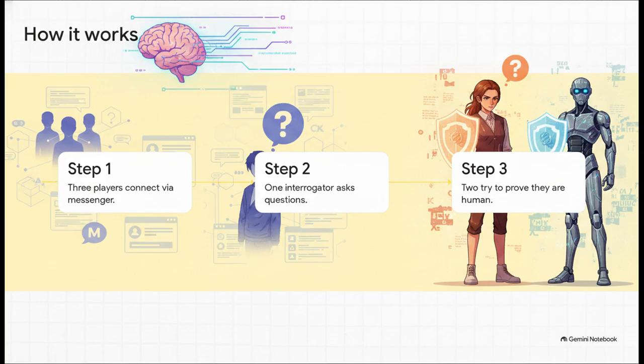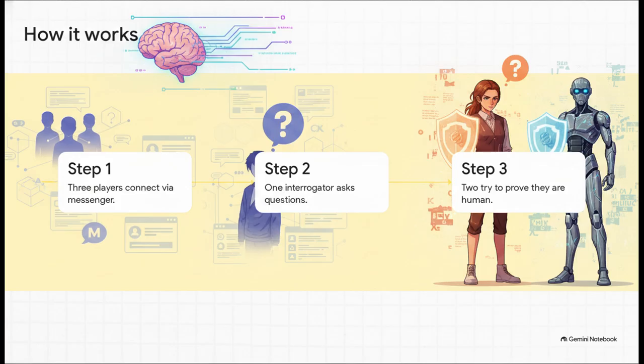So to answer Turing's 1950 question, we look to what is still, hands down, the most famous benchmark for intelligent behavior in a machine. You can really frame this whole thing like a high-stakes game of deception. Here's how the mechanics actually work. Step 1, 3 players are connected, but they're physically separated. They can't see or hear each other at all. They're communicating entirely through a text-based messenger interface.